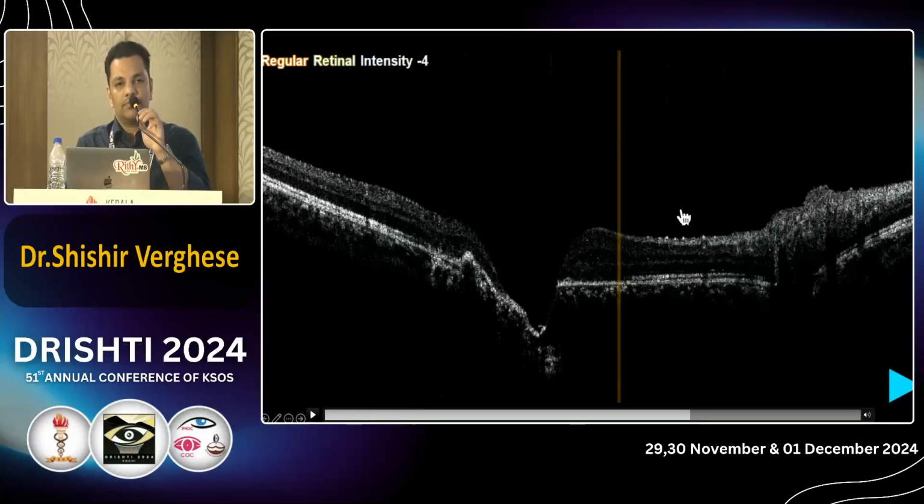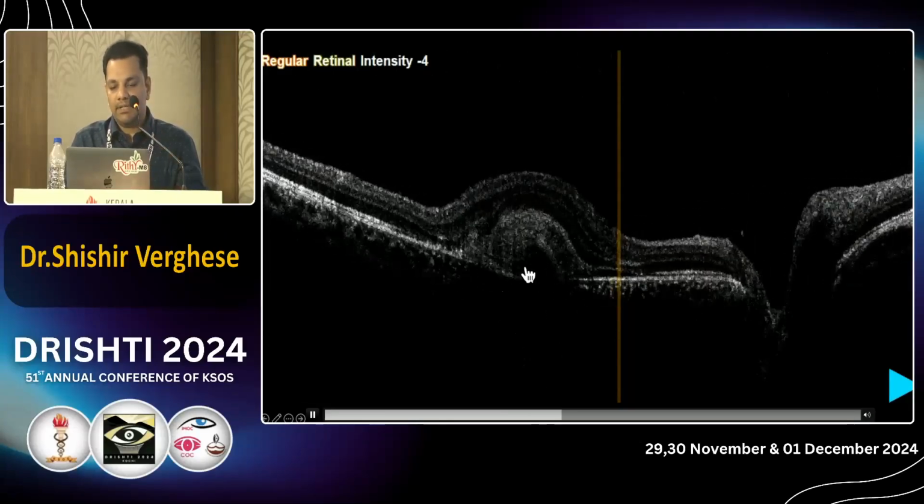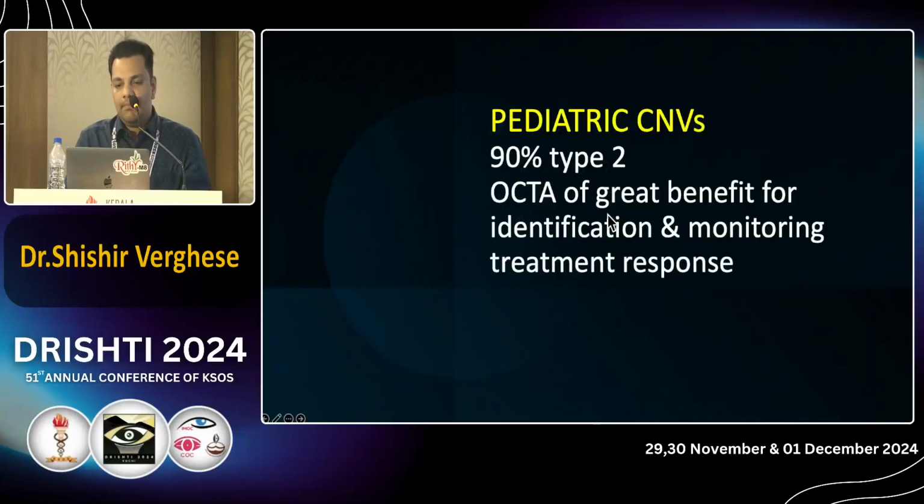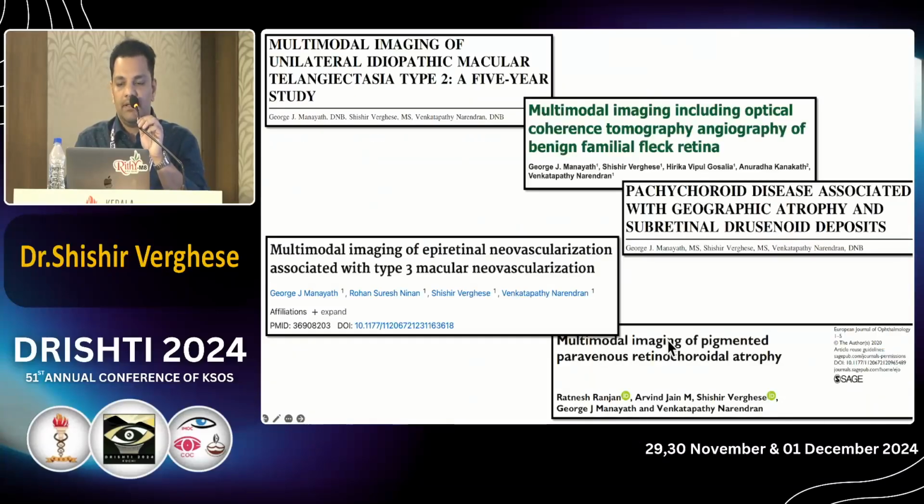So this is a toxoplasma scar, and adjacent to that toxoplasma scar, he has developed a CNV. And on the OCT angio, without any invasive modality, without any FFA, you can see the OCT angio beautifully depicting the network there around the edge of the toxoplasma scar. So pediatric CNVs, 90% of them are type 2 CNVs, and OCTA has great benefit for identification and monitoring the treatment response in such cases. We have published on OCT angiography in pediatric CNVs, and also on CNVs in choroideremia.